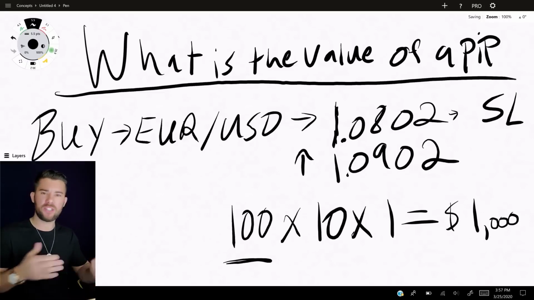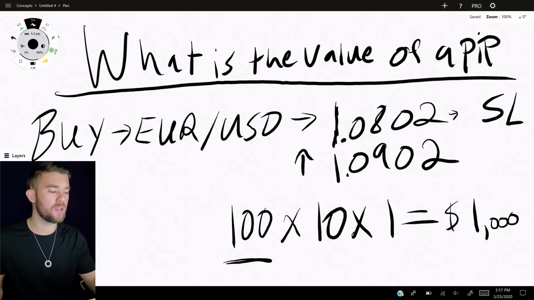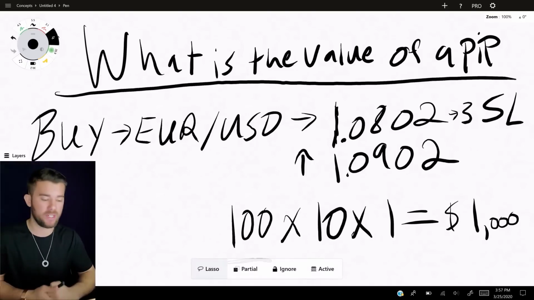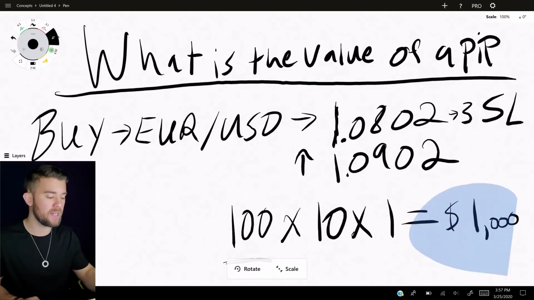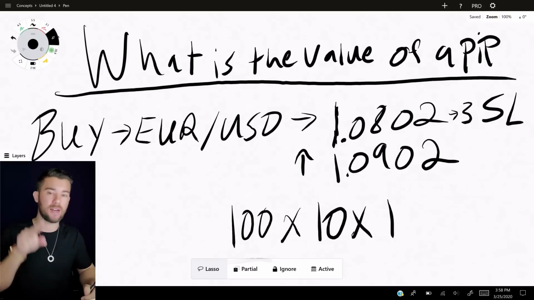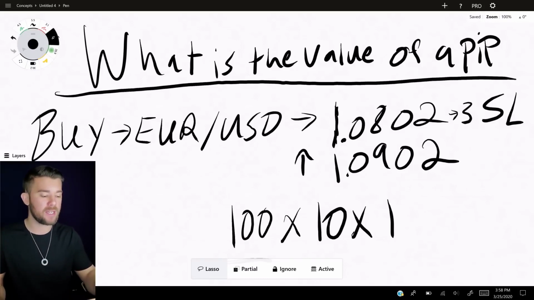Now, let's change things up for a second and say we wanted to trade 3 standard lots. In this case, what would change? What number in the equation would we need to change if we were trading 3 standard lots instead of 1? Well, if that was the case, we would have to change the third number in this equation.